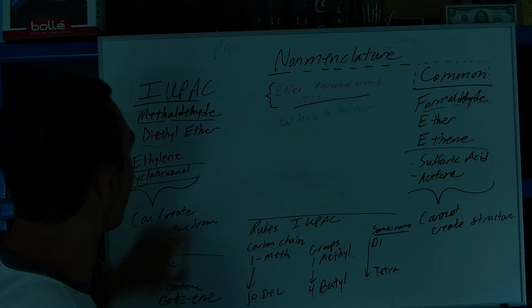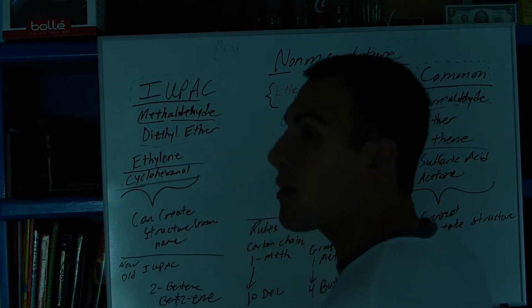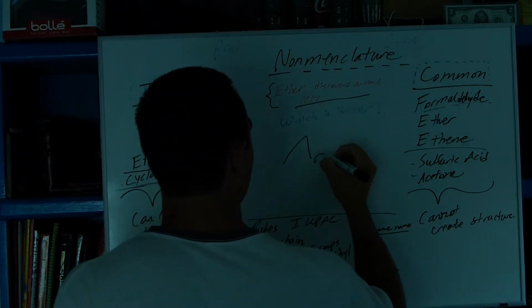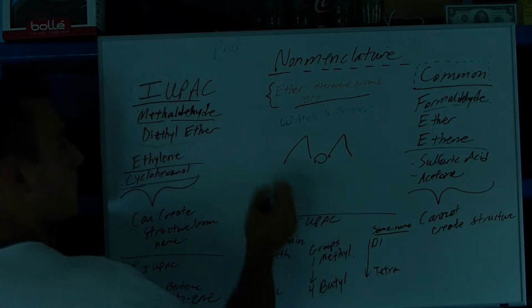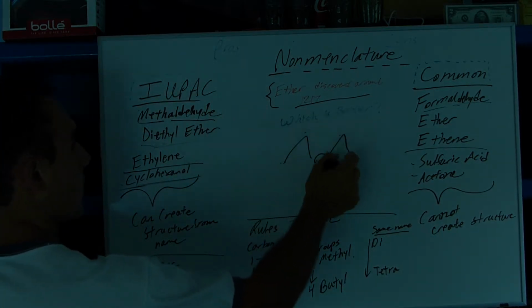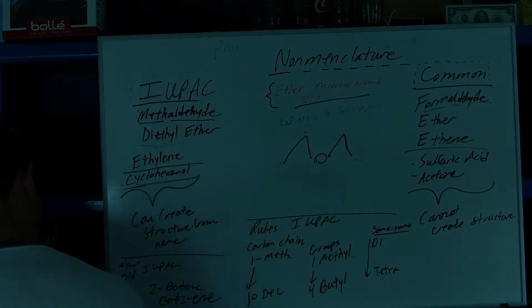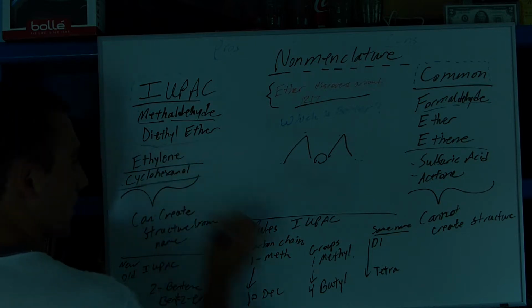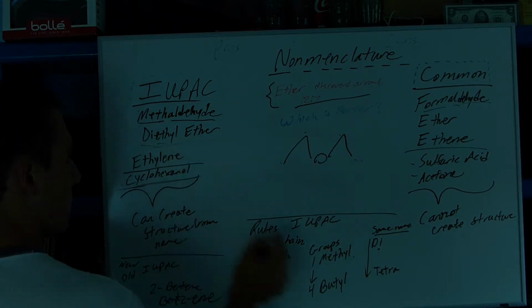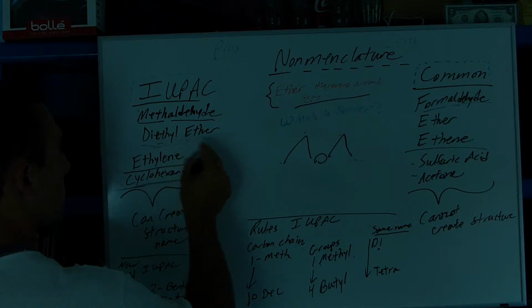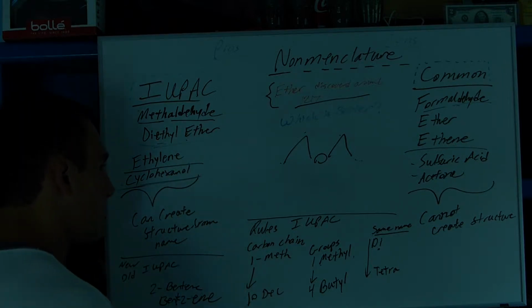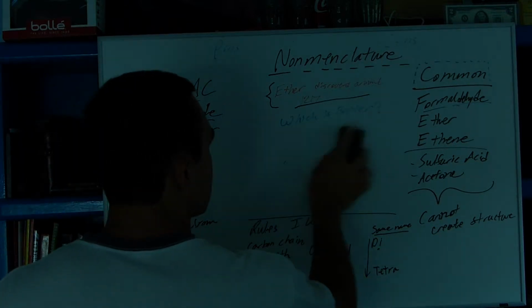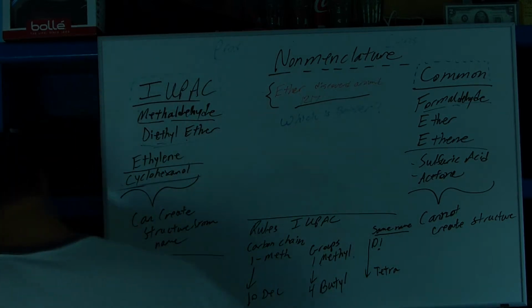So if you're drawing that out, you have 2 ethyl groups. Here, here, here, and here. Diethyl, like here it is by the rules. Ethyl. Ether is the functional group. So that's that. Ether can be used for a variety of things.